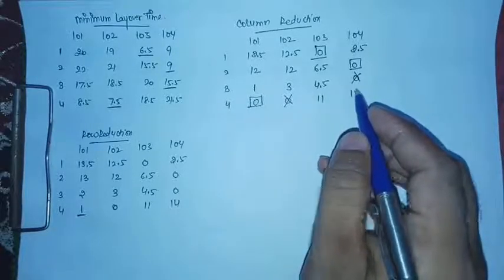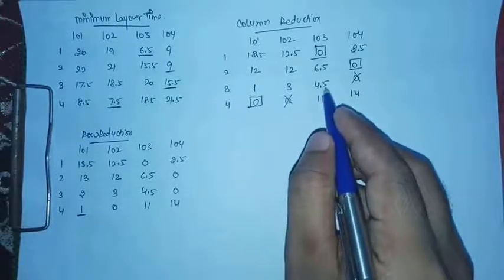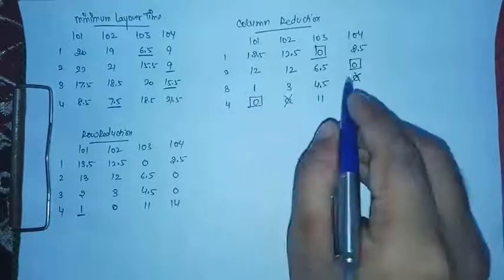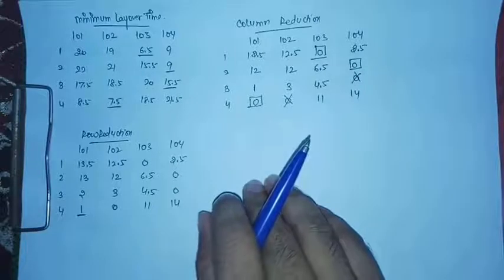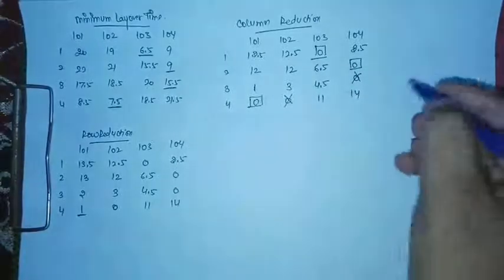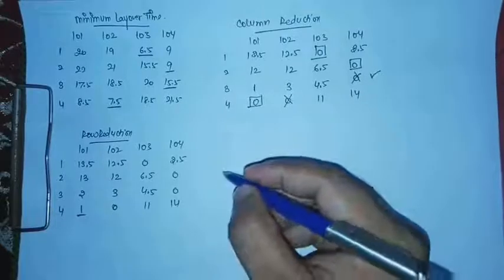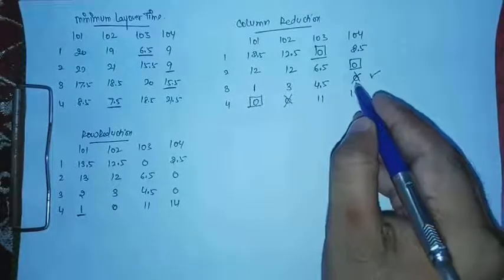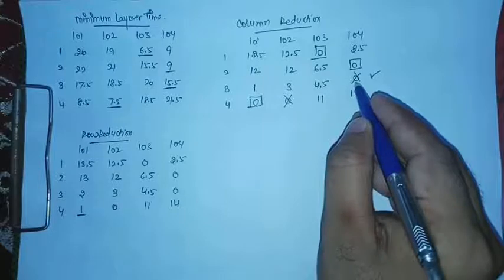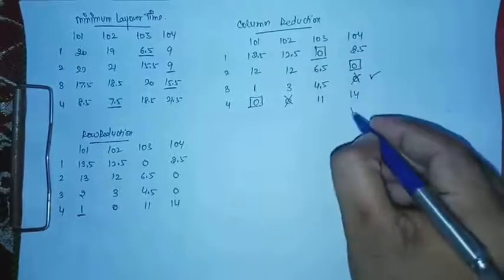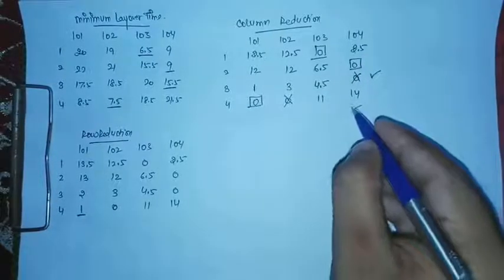So what's next? We are going to improve our solution. How to improve it? We are going to draw minimum lines which will cover the zeros. And how to draw? Let's start. So mark the row which does not have any assignment. We have marked it. Have a look in this row. Is there any zero crossed? Yes. So mark that column. We have marked it.